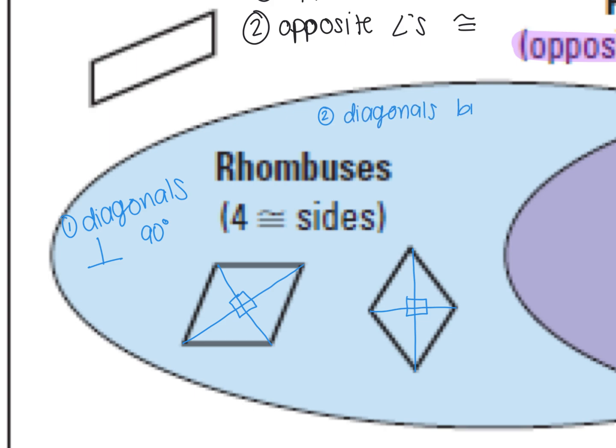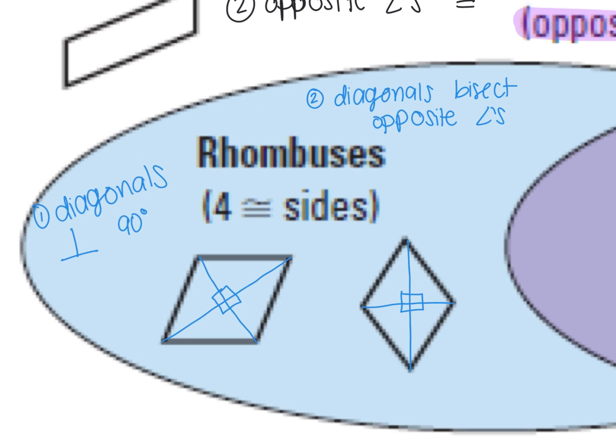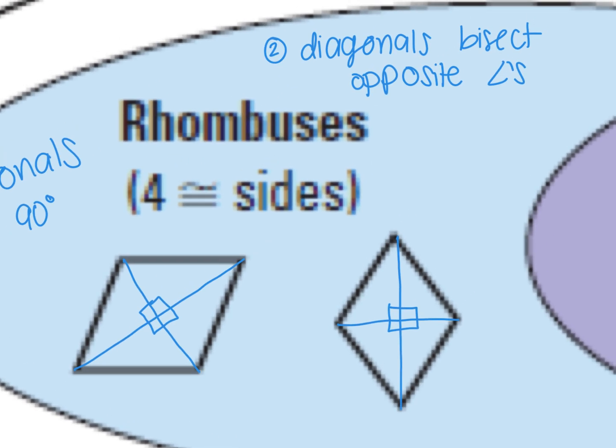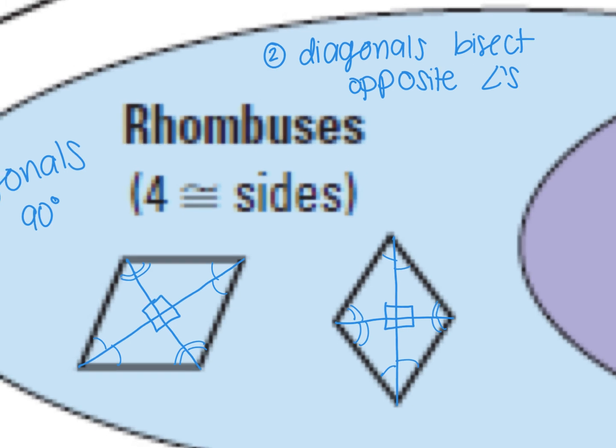Your diagonals bisect the opposite angles. Diagonals bisect the opposite angles, okay? So what does that mean? If I'm looking at these two diagrams, your diagonals bisect each other. So these are congruent. These are congruent. Same thing here. Same thing with this one. They're bisecting each other. So make sure you understand that they are bisecting each other and the opposite angles.